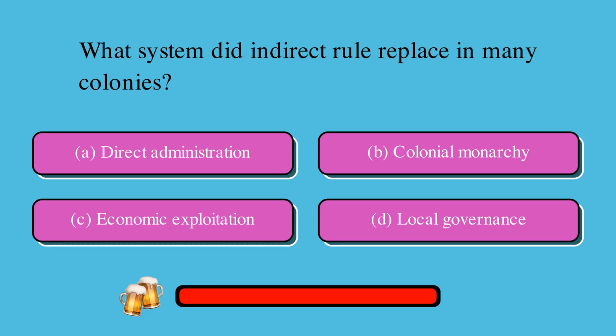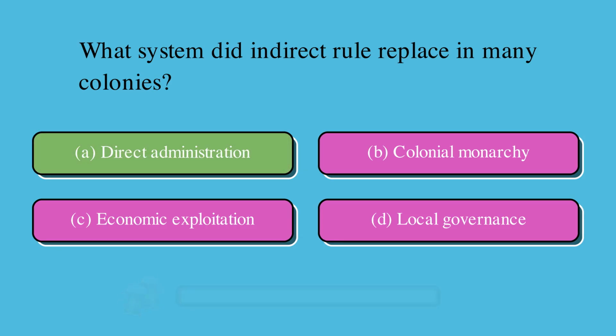What system did indirect rule replace in many colonies? Is it A, direct administration, B, colonial monarchy, C, economic exploitation, or D, local governance? The correct answer is A, direct administration.